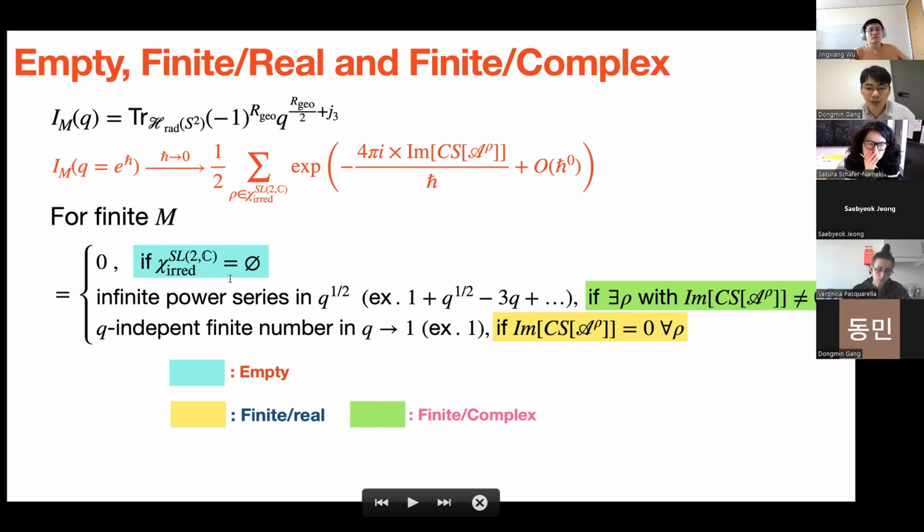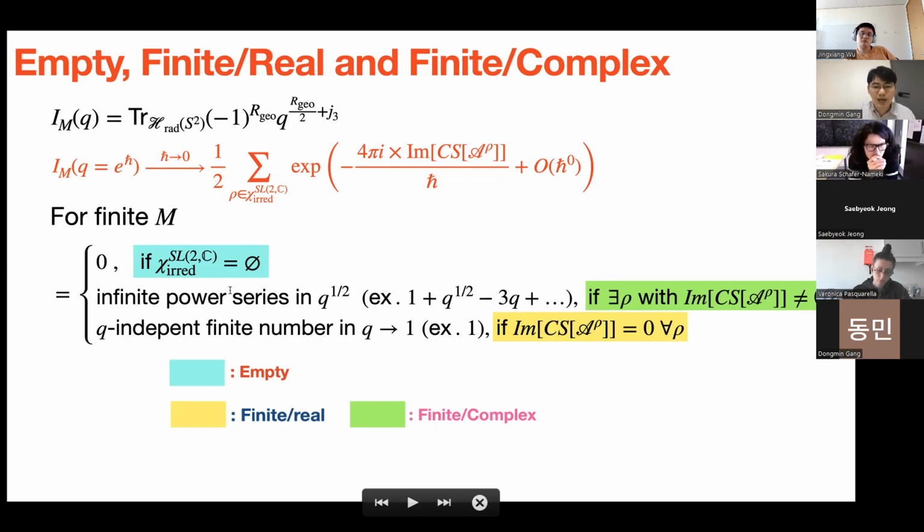So we expect that this is an infinite power series in Q to the half. But when for the 3-manifold, all the flat connections have an imaginary part of the Chern-Simons level equal to 0, then we expect that this index does not have exponential growth in this Cardy limit. Then we expect that this is a Q-independent finite number in the Q equal 1 limit. Actually, it turns out that in these cases, this 3D index becomes just 1.